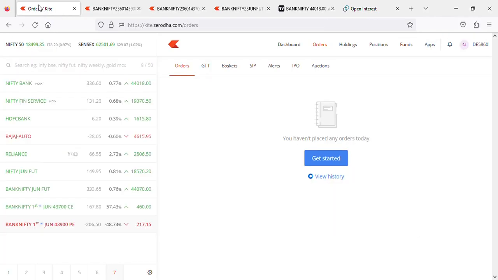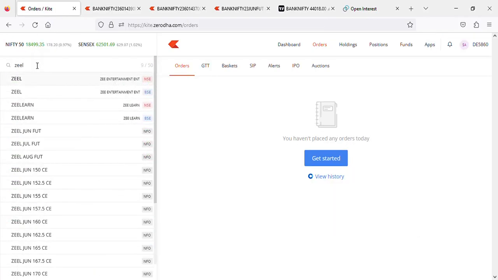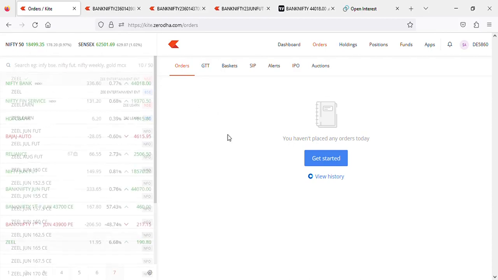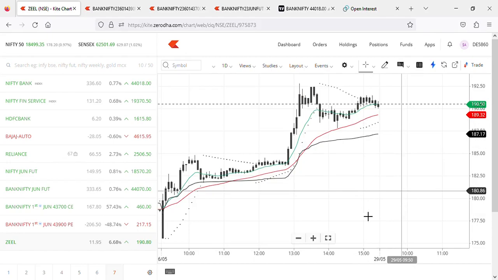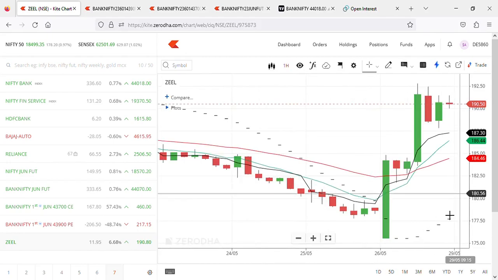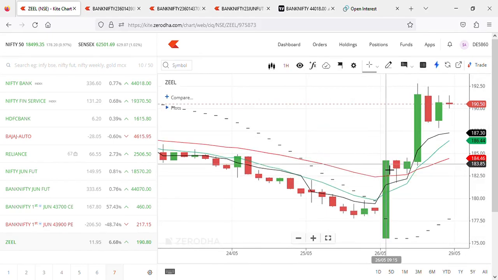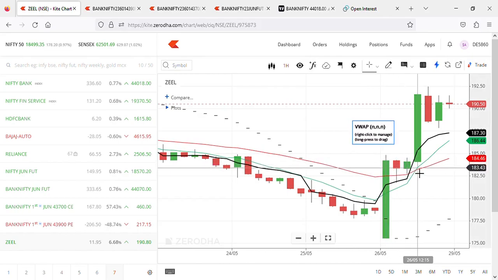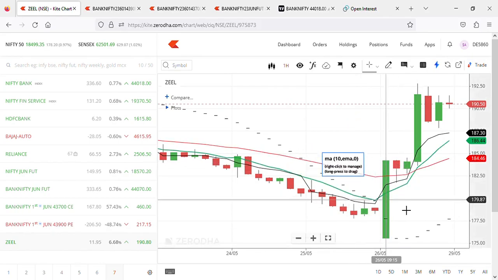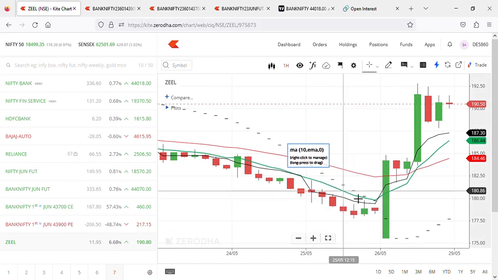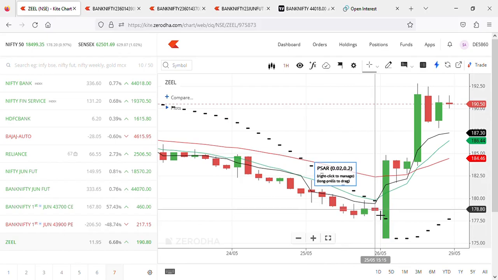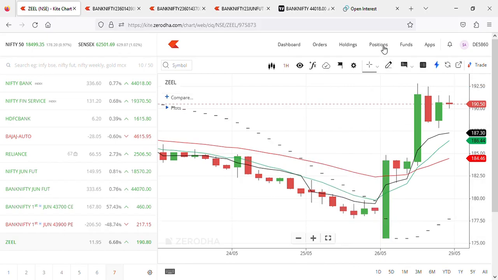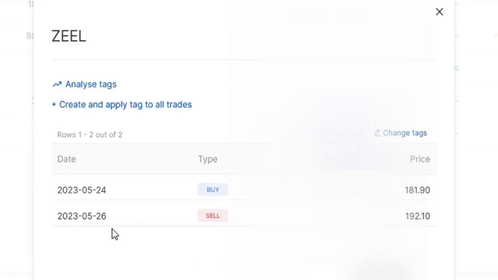Let me show you what I did with Zeal. Zeal was a position I took yesterday. So I saw it over here where it broke out. Yeah, over here when the SAR crossed green on the 4 hour, 1 hour candle, I said okay, fine, I'm going to take this, and I bought it. If you want proof, I'll show you the proof as well. Okay, so here we are.